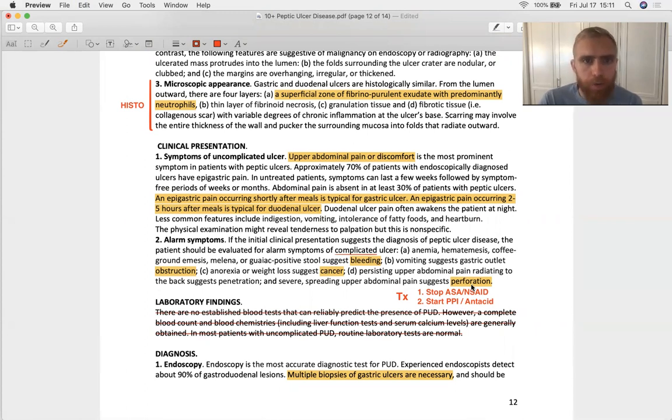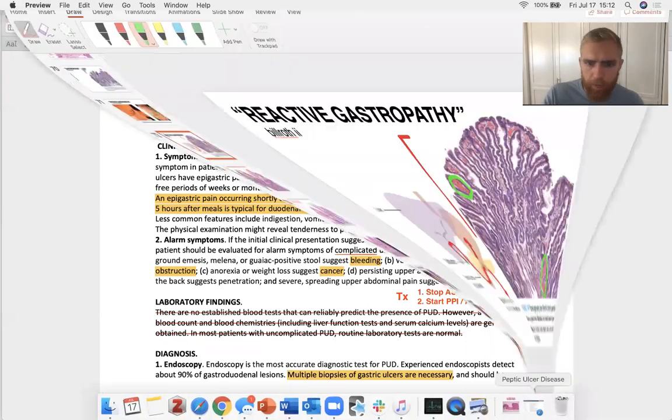A lot of neutrophils on the outside, and then underneath the neutrophils, lots of collagenous connective tissue, granulation tissue. That's new capillaries growing in response to basically cell death. Scarring may involve the entire thickness of the wall and pucker the surrounding mucosa into folds. What does that look like?